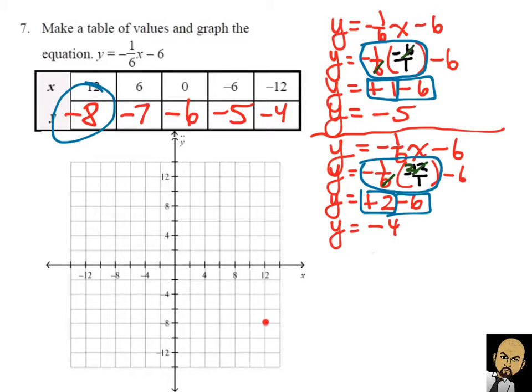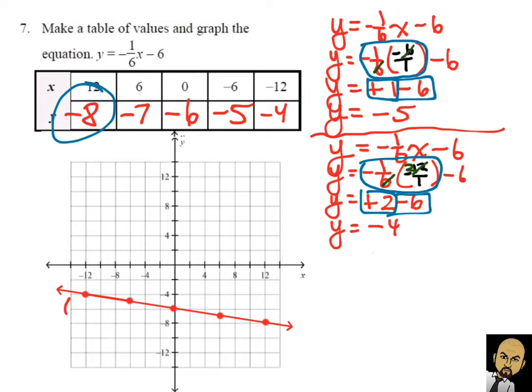So let me go ahead and quickly plot the points. Now I've completed all 5 points. You can see my y-intercept, and that looks like a line. So let me connect the points. Does it form a line? Yes. And you want to double check your slope. The slope is negative 1/6. So that means with a negative slope, our line should go down from left to right, and it does go down from left to right.